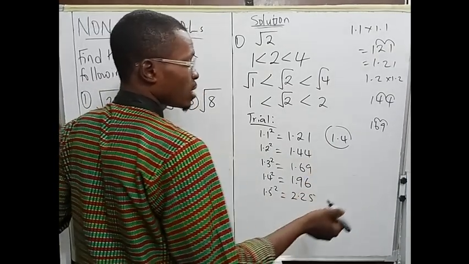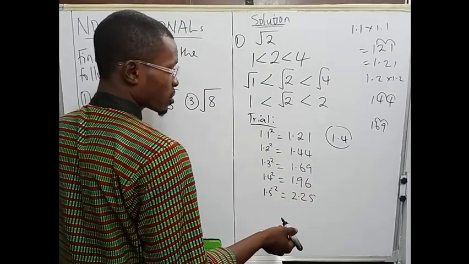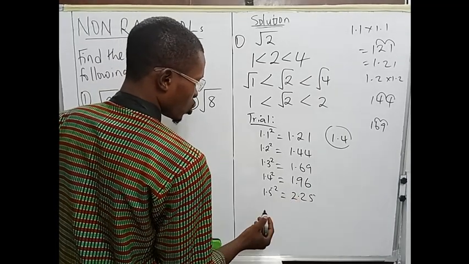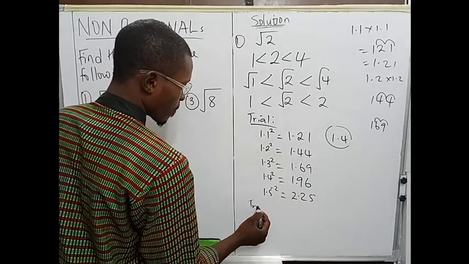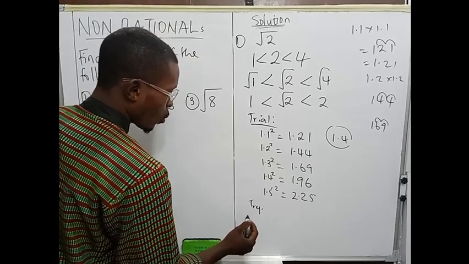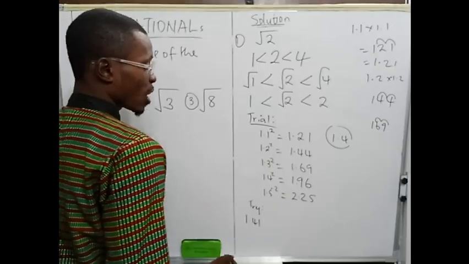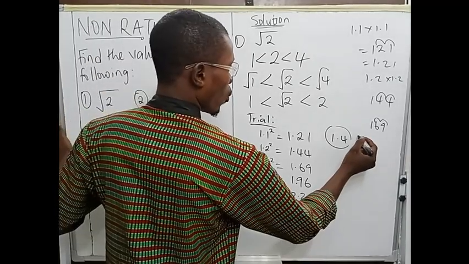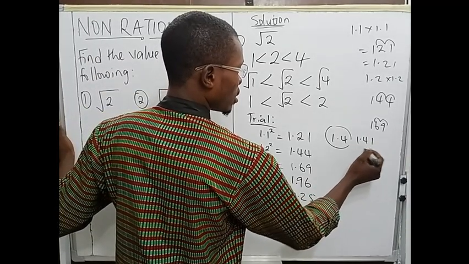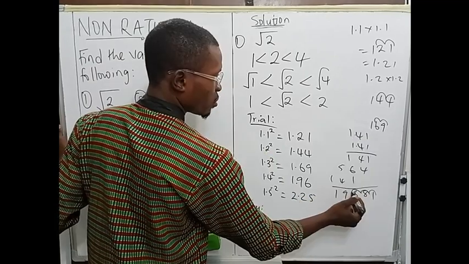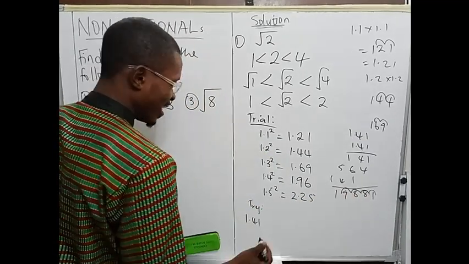Now let us try to get the next significant figure. So we'll try now 1.41. Let us try 1.41, 1.41 times 1.41, which is about 1.98.